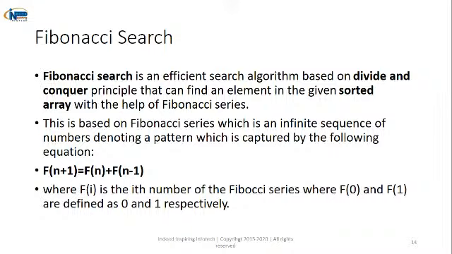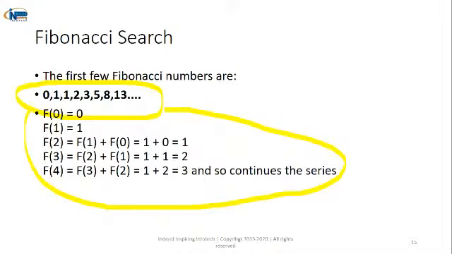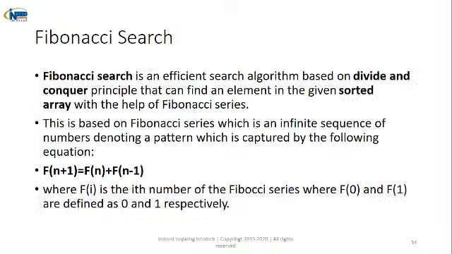You can see that Fibonacci search is an efficient search algorithm based on the divide and conquer principle that can find an element in a given sorted array with the help of the Fibonacci series. Again, it's divide and conquer. Binary search also divides into two parts, always into two parts. Fibonacci search is based on the same thing. We have to divide the data, but here for dividing the data, we will make use of the Fibonacci series. I have shown you how the Fibonacci series works.